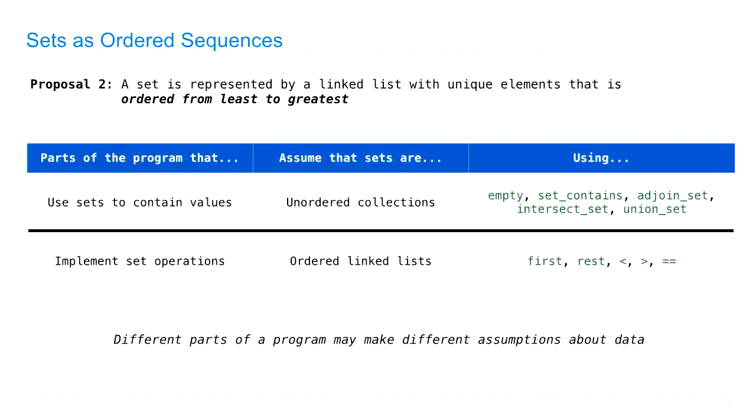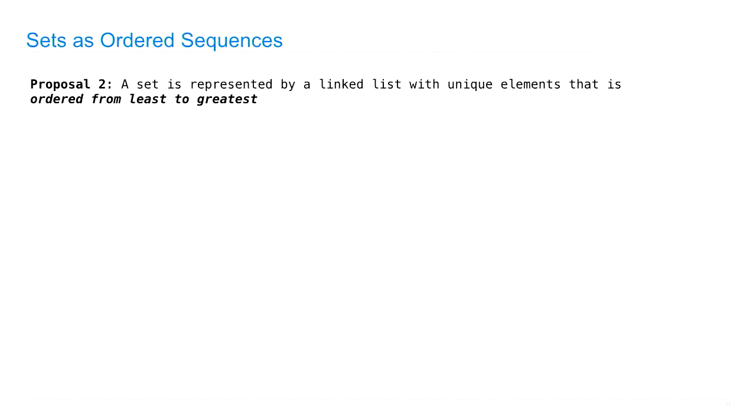Okay, so different parts of my program might make different assumptions about data. This is very common with abstraction. Okay, so back to this idea. A set is represented by a linked list in order. Well, we've already seen linked lists in order. I'll give you a homework problem about how to insert the element so that it's maintained in order.